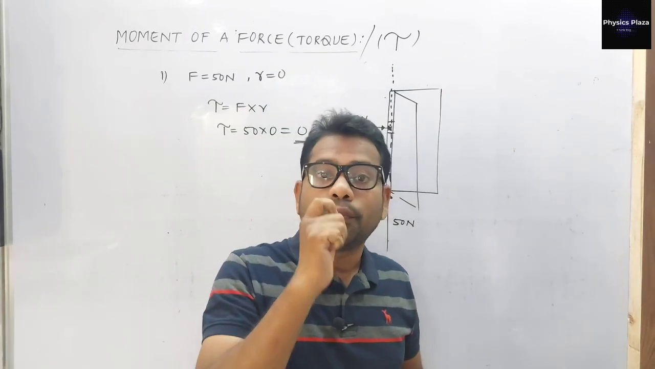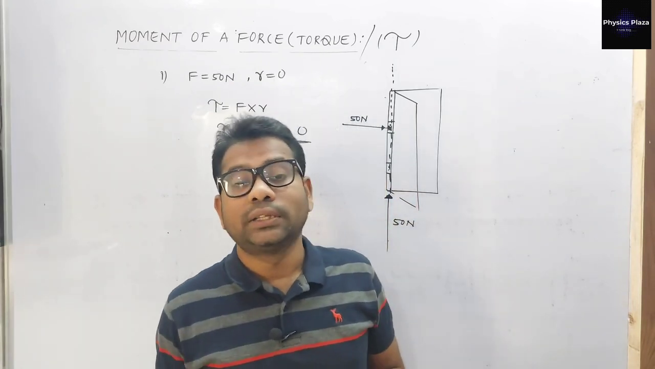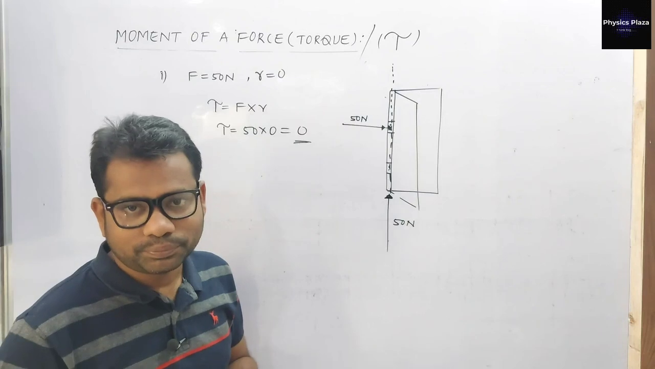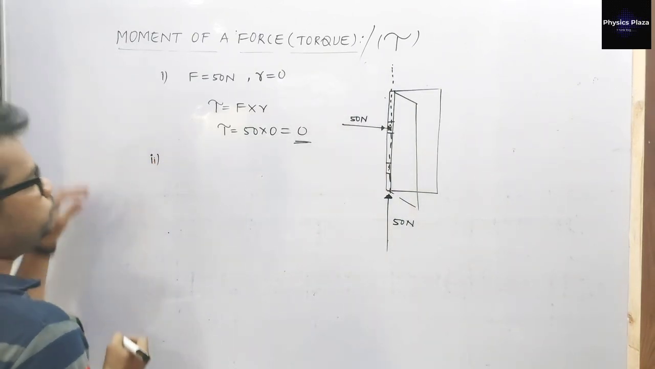Kindly note down: if the force is acting at any point on the axis of rotation, then the moment of force produced will be 0. I mean, there is no turning effect. Clear? Fine. Now let us take one more question here.